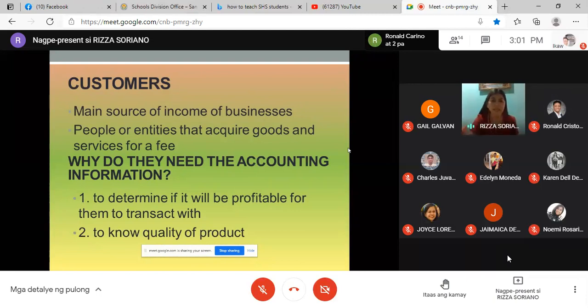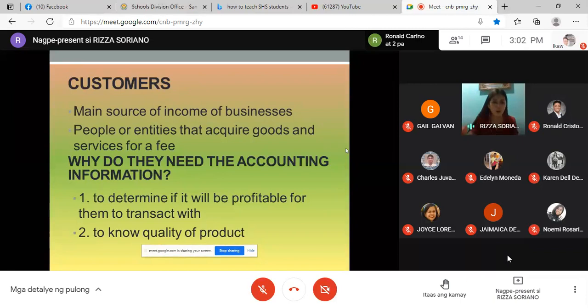So, syempre, class, always remember na ang titignan natin dyan is yung income or yung profit ng business or ng company. Why? Diba sabi nga natin kanina, customers is the main source of income of businesses. So meaning to say, pag walang mga customers, magkakaroon ba ng income yung company? Yes or no? No po. No, definitely no, di ba?